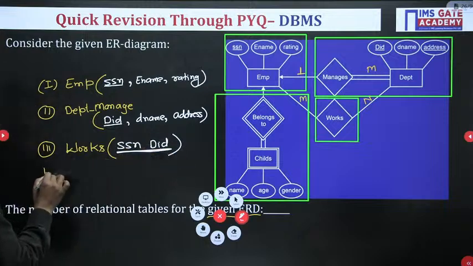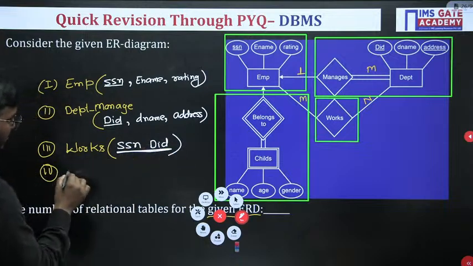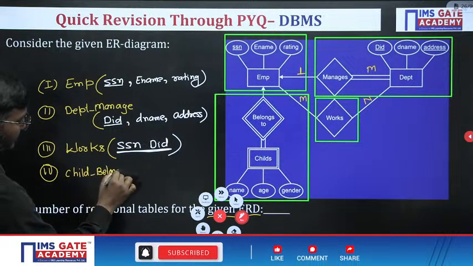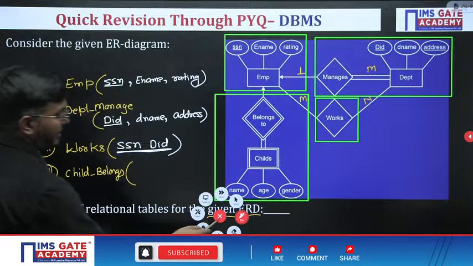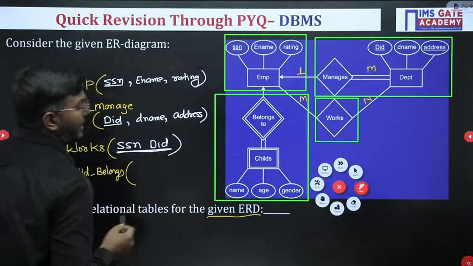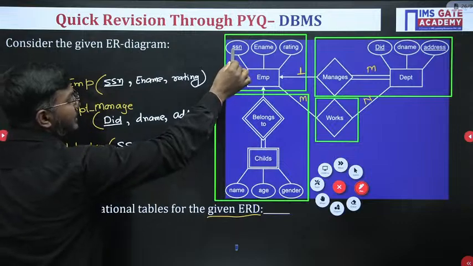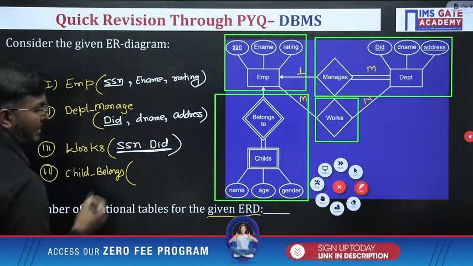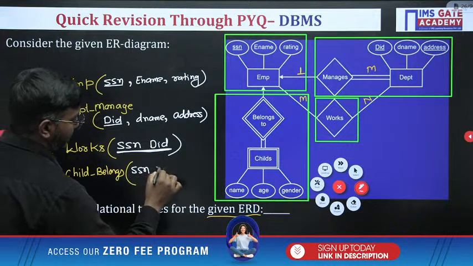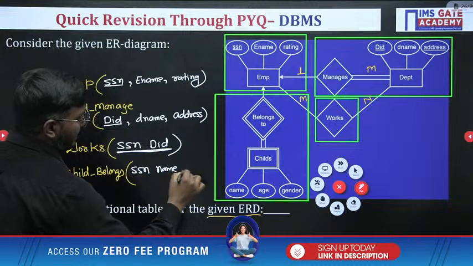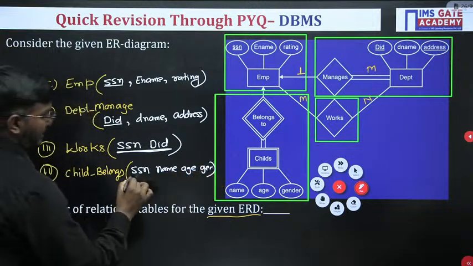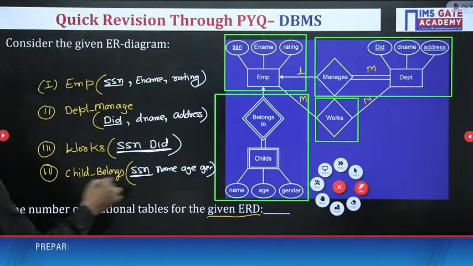Fine. And the last one is here, the child belongs to. This will form a single table. Now see, this relation brings the key attribute of this employee, and that key attribute will form the strong key for this child table. Fine. So here we will have the SSN number, then name, age and gender. And this SSN number forms the key attribute for this final table.